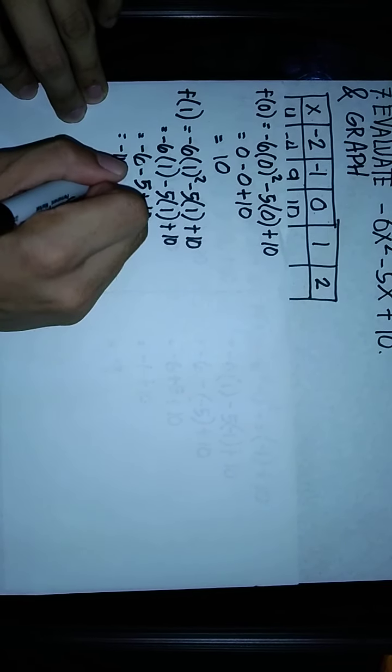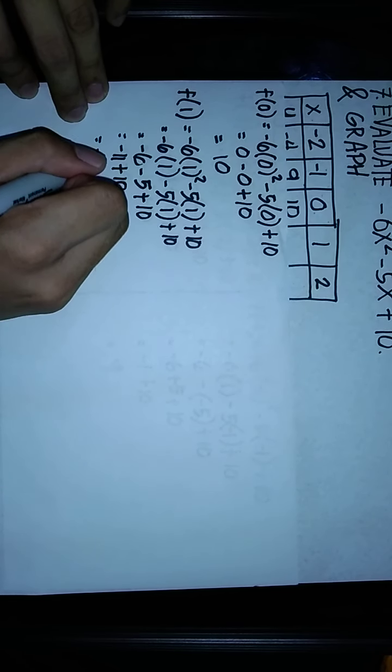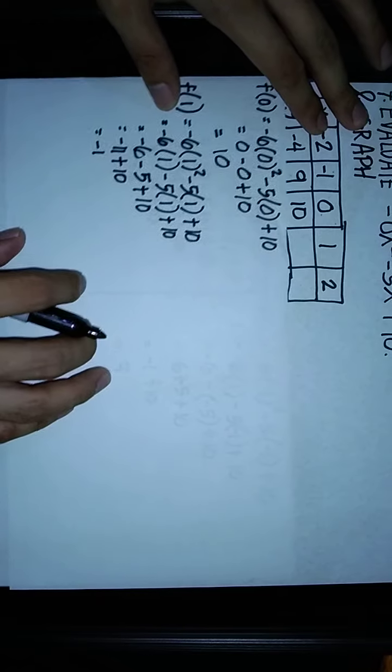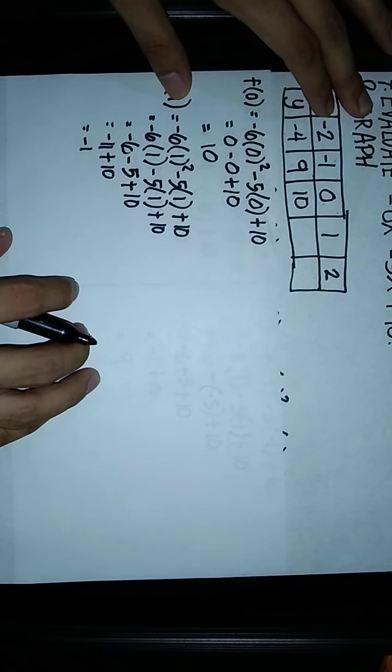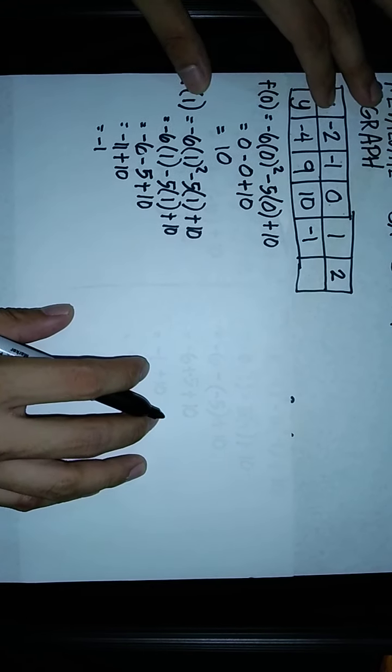So, paano nga ba natin sinusolve kapag may negative yung ating isusubtract? So, it's for you to learn. At ang sagot dyan ay negative 11 plus 10. So, negative 11 plus 10, that is negative 1. And then, last is f of 2.